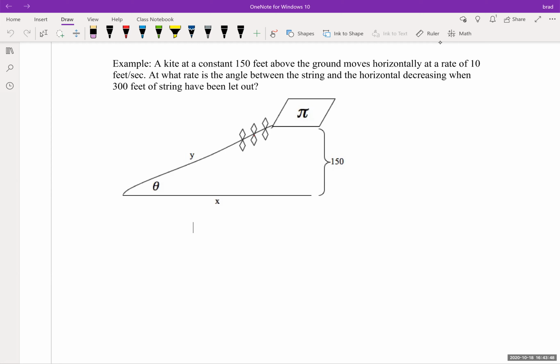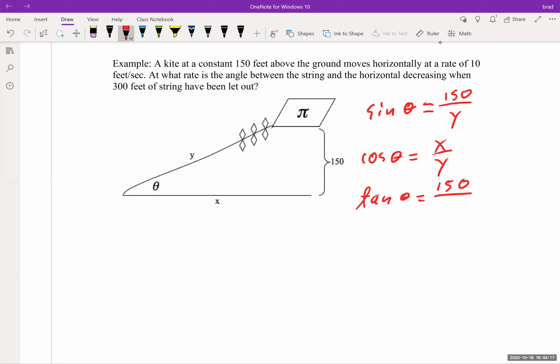Now the thing is, what can relate lengths of sides and angles? If you guys remember correctly, we have sine, cosine, and tangent. So sine of theta for this problem would be opposite over hypotenuse, so 150 over y. Cosine of theta would be x over y, and tan of theta would be SOHCAHTOA, opposite 150 over adjacent, which would be x. So these are our three choices. Now we have to decide which one works.